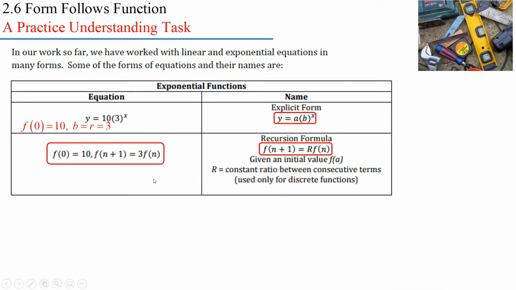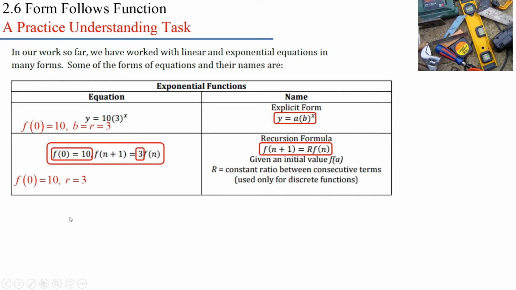Okay, so what does this mean though? Well, my initial condition is f of 0 equals 10, just like above. So f of 0 is 10, and that 3 is my common ratio. I'm going to multiply every output. Like my first output is 10. 10 times 3, my second output would be 30. So my common ratio is 3.